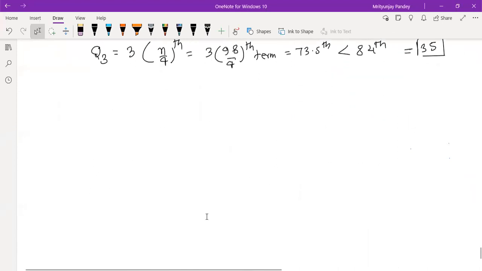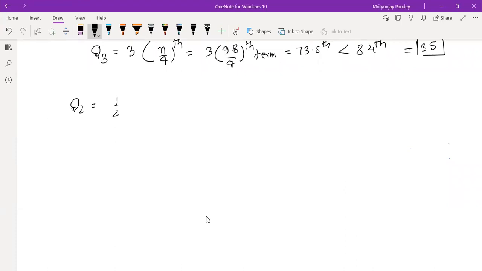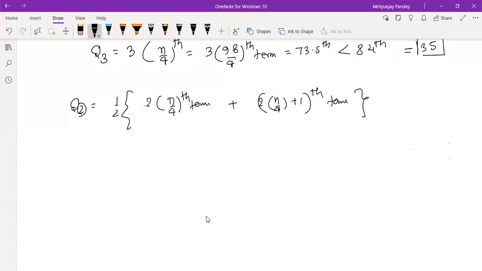here I will write the Q2 first of all. Q2 1 by 2, 2 times of, here Q2, that's why here I write 2 times of n by 4th term plus 2 times of n by 4 plus 1 term. So n by 4 already आपने कैलकुलेट किया, into 2 कर लो आप. I mean 2 into 98 by 4. Tell me the answer.